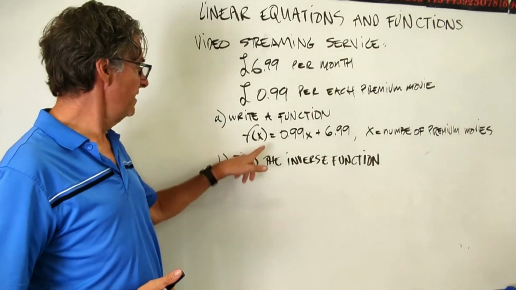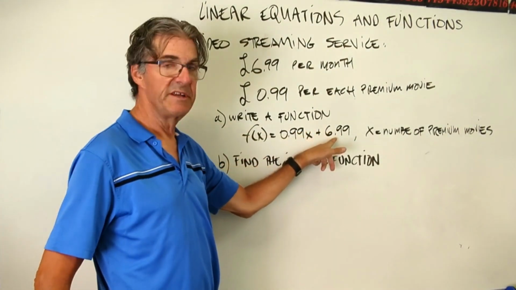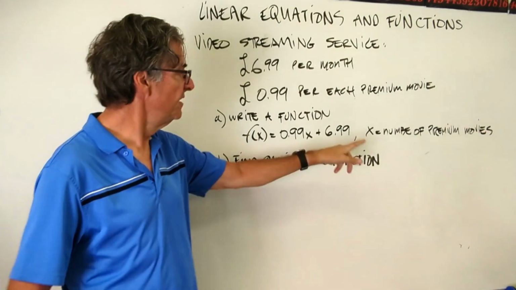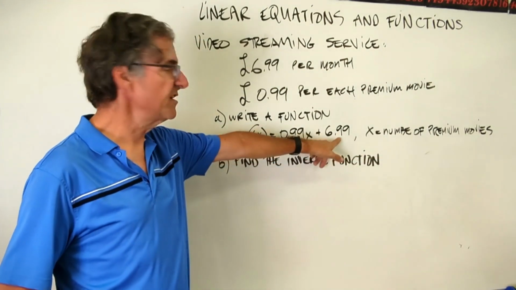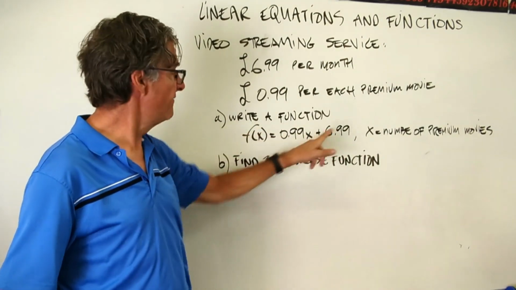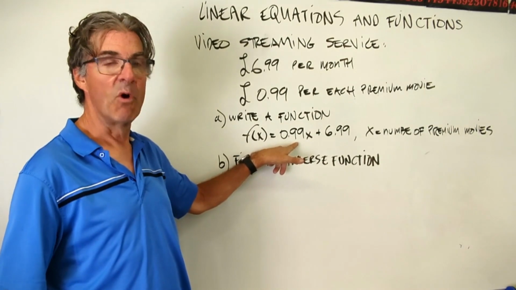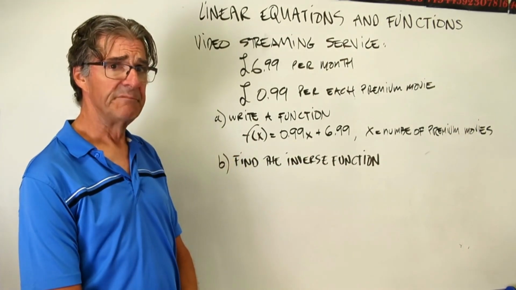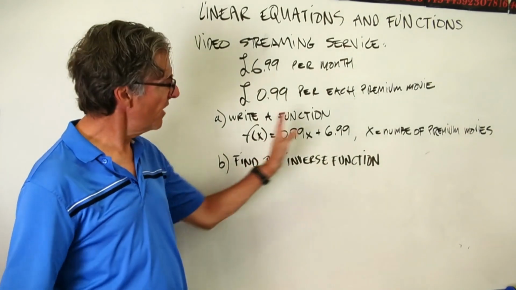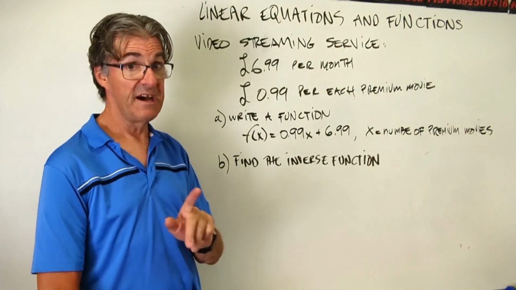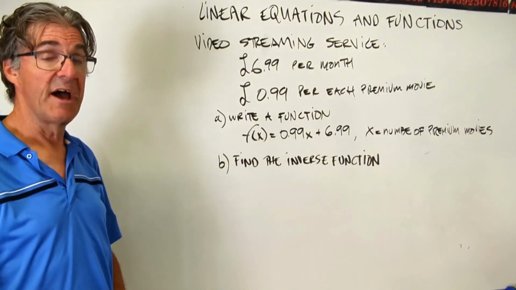Here's what I get. f of x is 0.99x plus 6.99, again British pounds, where x is the number of premium movies. And this makes sense. Here's the monthly cost. You're going to pay that no matter what. And then for each premium movie, which is represented by x, you're going to pay 0.99 more. So pretty good. If you used g of y or something else, as long as you're correct with everything else, you're fine. So now I want you to find the inverse of that function. Pause the video and do that.